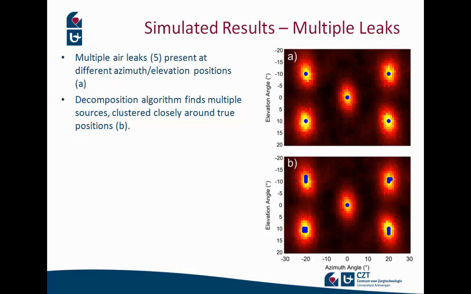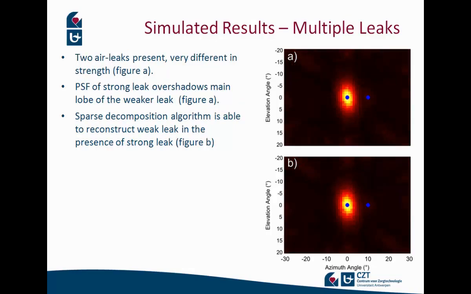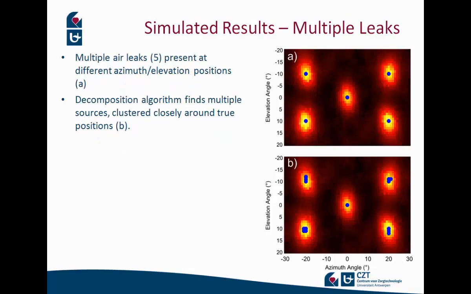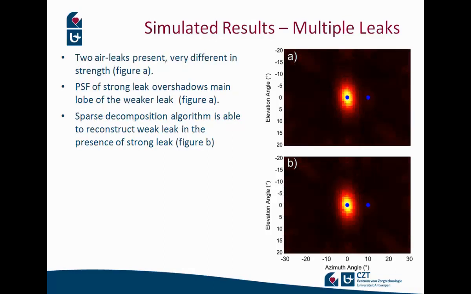And then actually the main application for this is when you have a really strong leak and a really weak leak closely spaced to each other. That's the biggest problem why you would do something like this. Because in this case, it's really visually that you have these 5 sources. But in this case, you have a really strong source, and the side lobes of this strong source overshadow the main lobe of this weaker source.